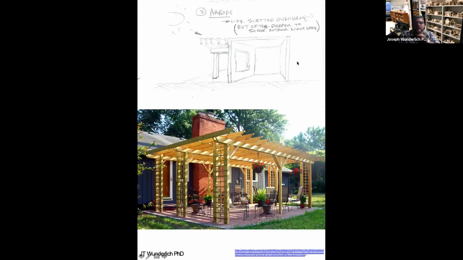Something related are arbors. They're like slatted overhangs, but often deeper to shade outdoor living space. So there was a mild earthquake that came through Southern California about 10 years ago. And my father-in-law's house, they had two of these together, and they were not connected, but they were kind of moving around. And so I built a structural connection between the two of them and braced everything, fixed everything with him. It was sort of a fun project we just did together. I didn't charge him anything. He's been generous enough, including paying for that beautiful wedding and everything else 32 years ago.